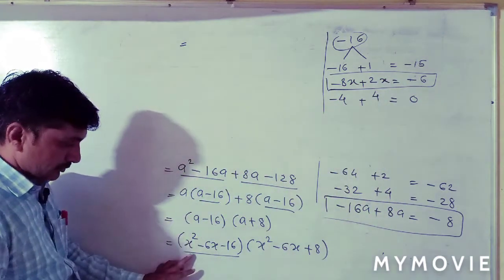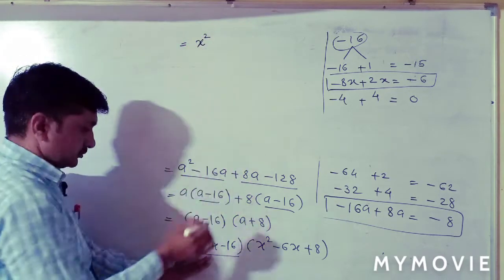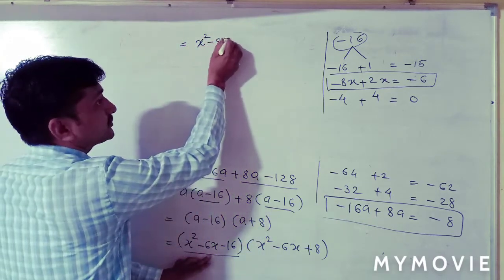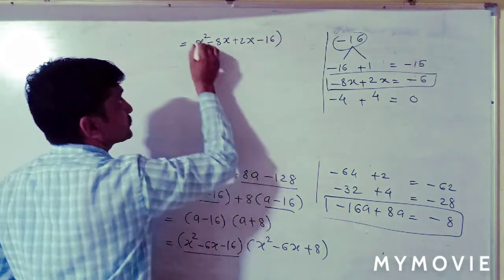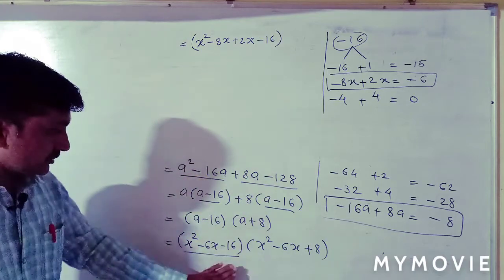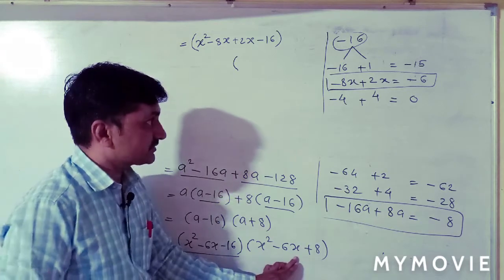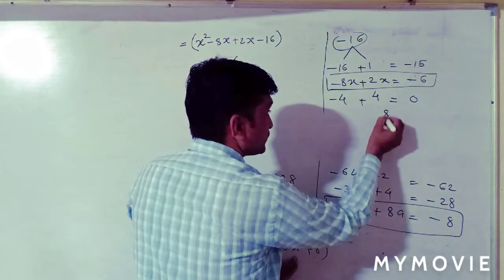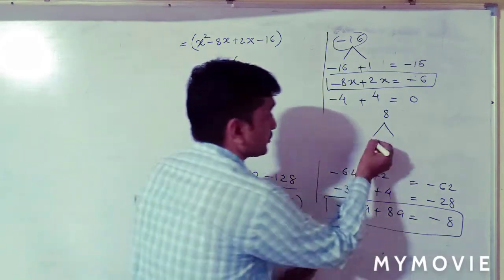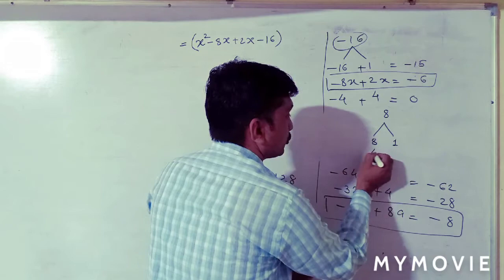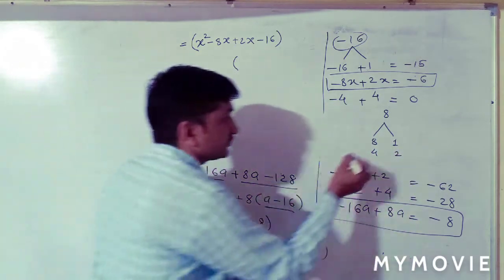Now right here, the middle term. Replace the middle term by these two: x square minus 8x plus 2x minus 16. This is the first bracket. Now, second, I write here x square minus 6x, again factors of 8. Here 1 multiplied by 8, 8 ones are 8, factors of 8. 8 ones, 4 twos are 8. That much only. Middle term minus here.